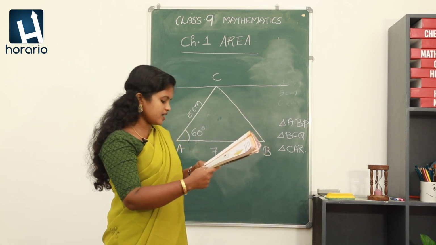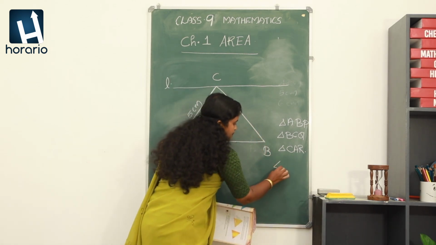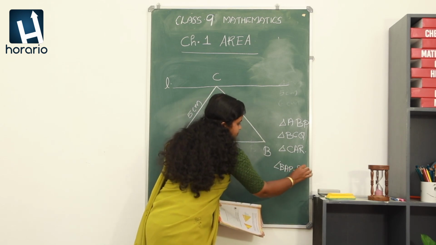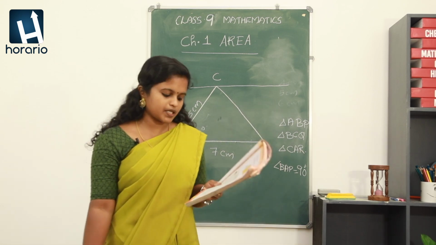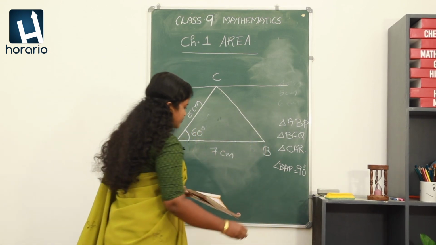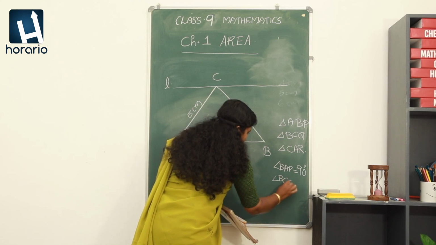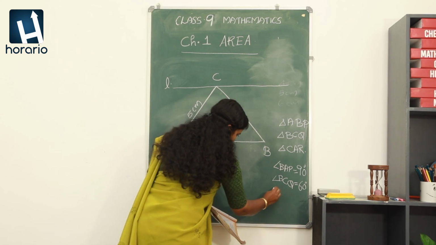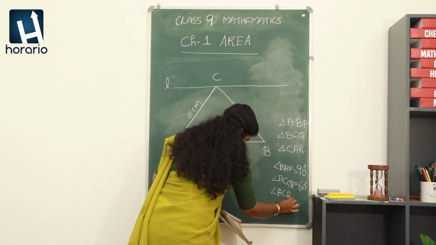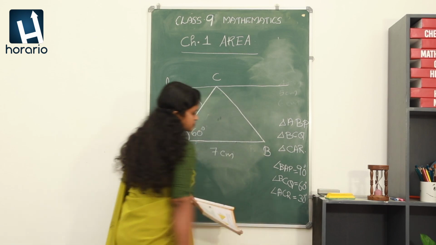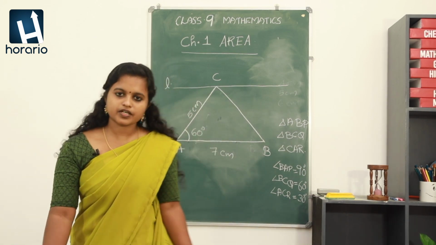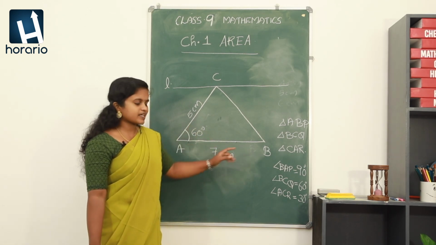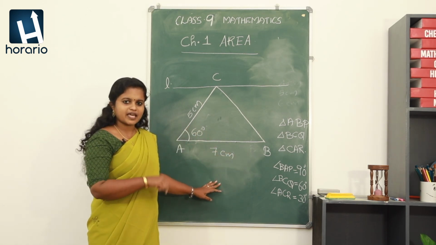For the first triangle, it is given angle BAP should be equal to 90 degree, and for the second one, angle BCQ equal to 60 degree, and for the third one, angle ACR equal to 30 degree. So, these are the questions. Okay. So, we will be drawing one by one. I think I should not explain the first one because it is the same as the previous problem.